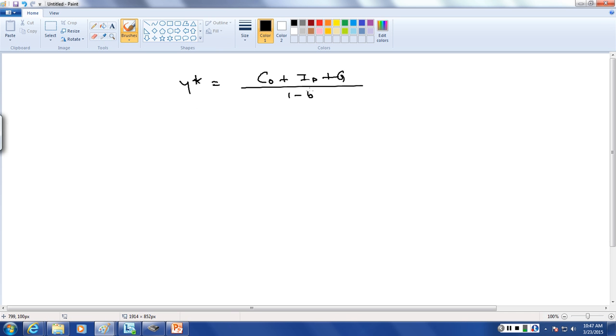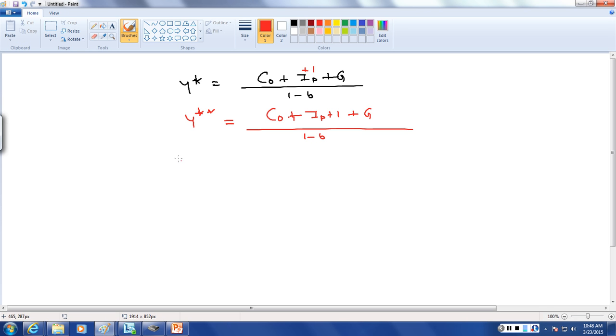Let's say the Fed lowers interest rates so as to cause planned investment spending to go up by $1. Now, if I cause that to go up by $1, I end up with a whole new level of equilibrium planned aggregate expenditure. And that is going to be what? C0 plus IP plus 1 plus G, divided by 1 minus B.